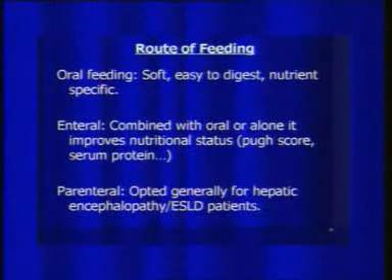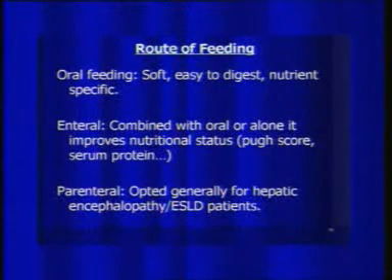Now, how will you provide the food to the patient? It depends upon the condition of the patient. Oral feeding is the best. Next we have enteral. It can be given alone or combined with oral. There are certain studies which have indicated that nocturnal enteral tube feeding has been found to be much more beneficial in improving the nutritional status of the patient. How can we assess? The PUC score is the best one.